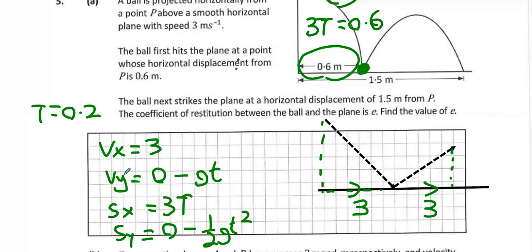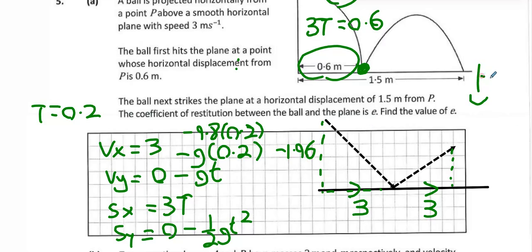However, I should get Vy. Everybody see Vy? And Vy is minus G times 0.2. Would somebody do minus 9.8 times 0.2 for me? Minus 1.96. Now, it hits the ground with 1.96, and then it rebounds upwards. It's minus on the way down, which means it's positive on the way up.